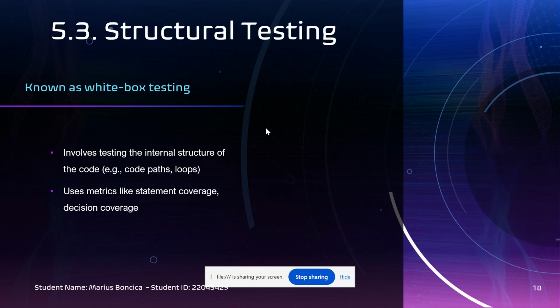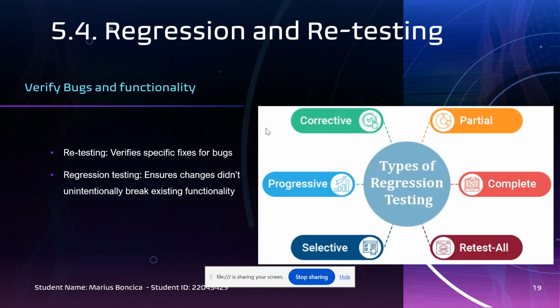Structural testing, also known as white box testing, involves testing the internal structure of the code, for example the code paths, the loops, and the code logic. It uses metrics like statement coverage and decision coverage.